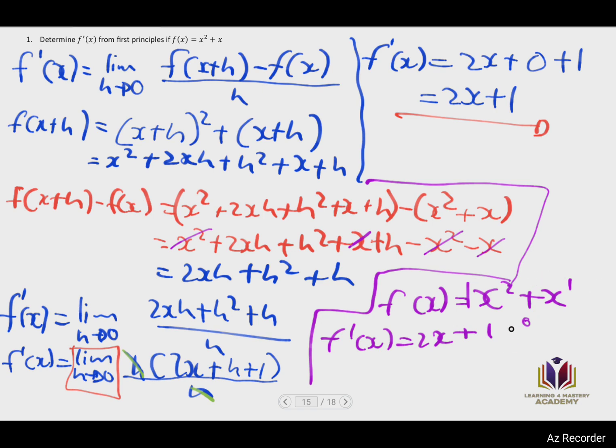X to the power of 0 is 1, right, according to laws of exponents, which then means that the x to the power of 0 is going to fall away. You're then left with 1. So your answer becomes 2x plus 1. So after you derive using the first principle, you can always check if what you did is correct by deriving. Okay? I hope that makes perfect sense.